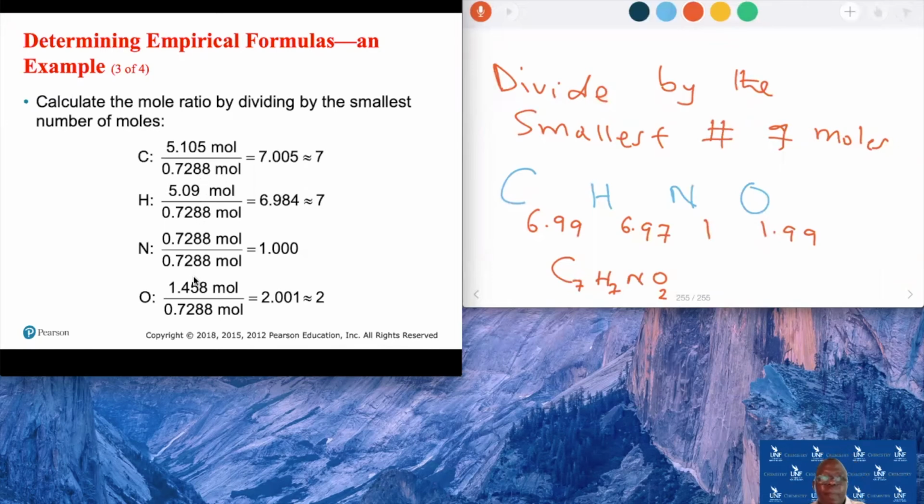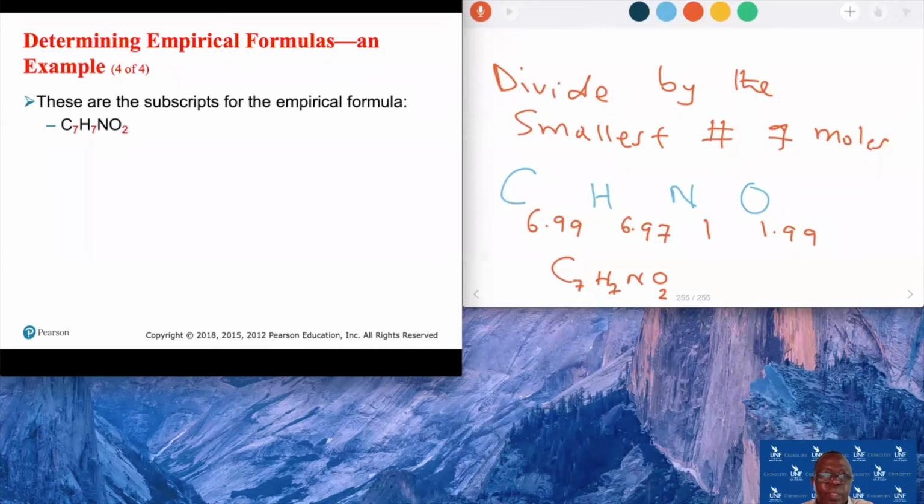So the criteria by which you pick which number you are going to divide by is the smallest value you have. It does not mean always the third one. The smallest can be for the first element, the smallest can be for the last element. So this is the subscript for the empirical formula.